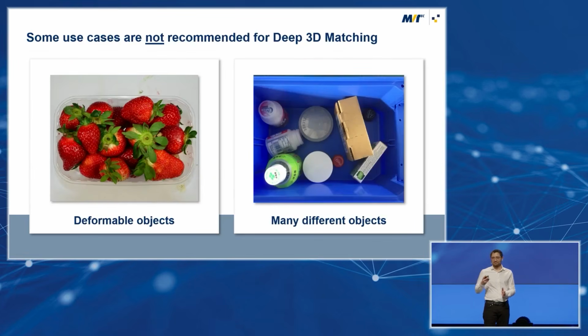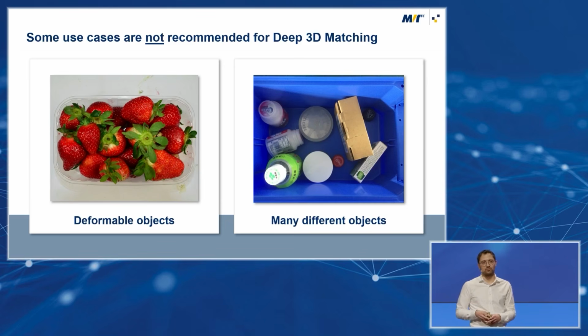Some use cases where it's not suitable to use deep 3D matching. The first one is if your objects are not rigid. So think of organic objects, for example. That's not what we are looking at here. And another case is if you're looking for different objects at the same time. In the current version, HALCON 2411, deep 3D matching looks for a single object type only. So if you're looking for different types at the same time, contact us. Maybe we can figure something out. It's also something we're looking at in the future, but it's not working in the current version.